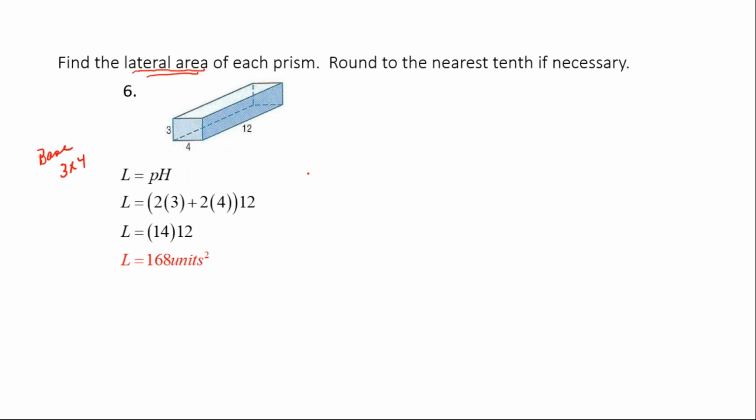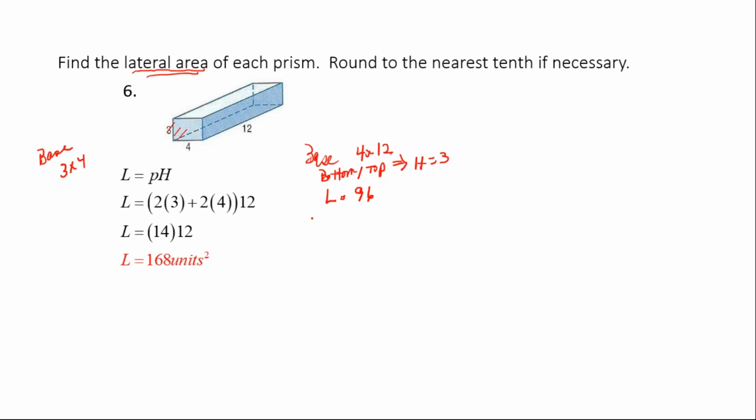Now remember, if I pick a base, my base is 3 by 4, I said was these front and back. If I decided to say my base is that 4 by 12, the bottom and top, that means my height between those two is 3. So my lateral would be 96. I'm just going to give you that answer.